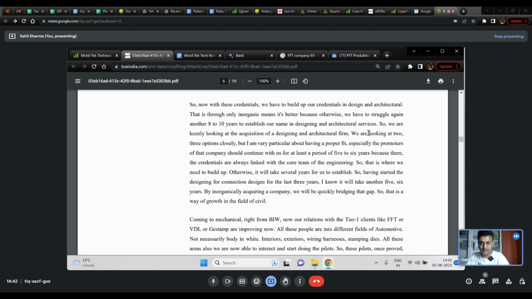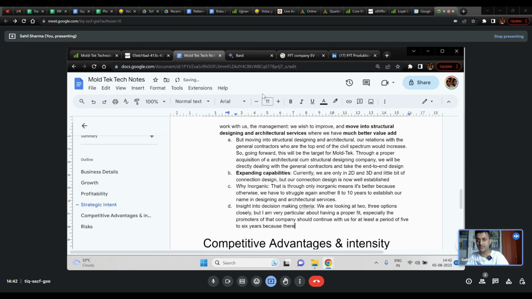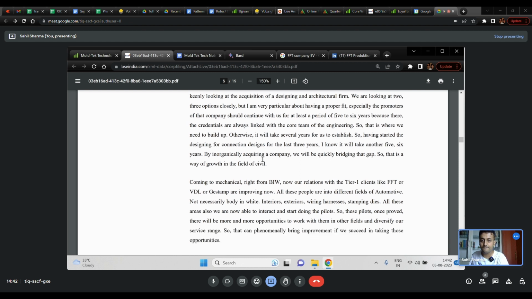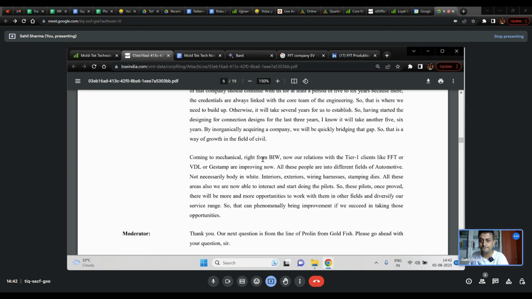So yeah, they are looking at 2 to 3 options, but they're particular about the proper fit, and they want the promoters to continue for 5 to 6 years, right? So these are also some insight into decision making criteria, like what are they looking at for deciding who to acquire, right?